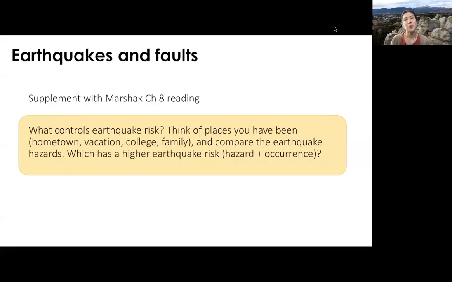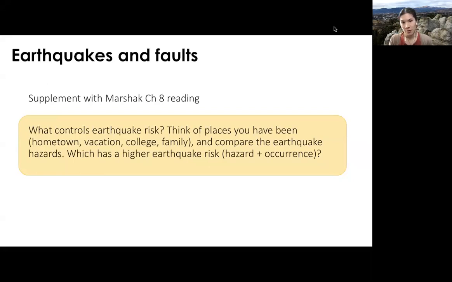Hello and welcome to part 1 of 2 on earthquakes and faults. In this 2-part lecture, we're going to go over what faults are and how breaking of faults in the form of earthquakes creates seismic waves and hazards. You can find supplementary information on this in Marshak, The Essentials of Geology, Chapter 8.